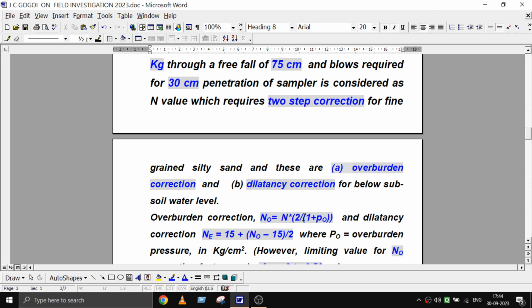Say if we go to a depth of 30 meter, where approximately 3 kg per centimeter square will be the overburden pressure, 1 plus 3 equals 4, and 2 divided by 4 will be 0.5. So the N value shall be multiplied by 0.5. This correction factor shall not be lower than 0.5.